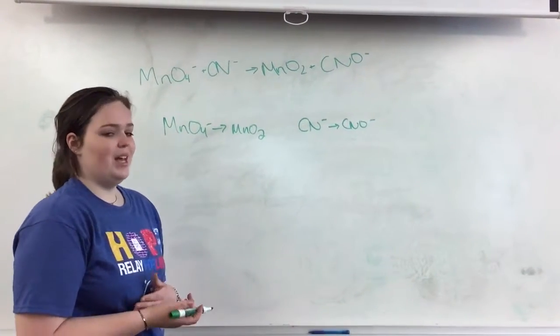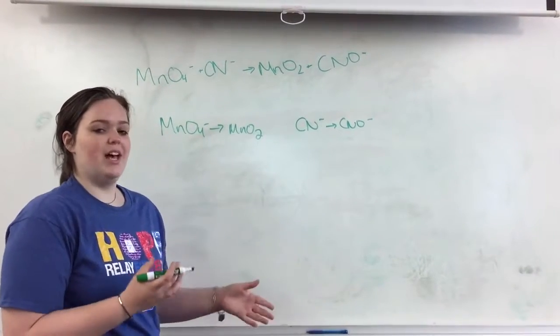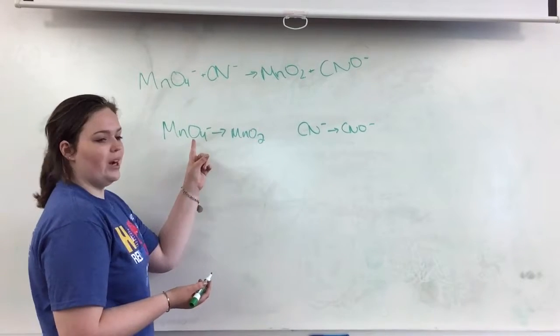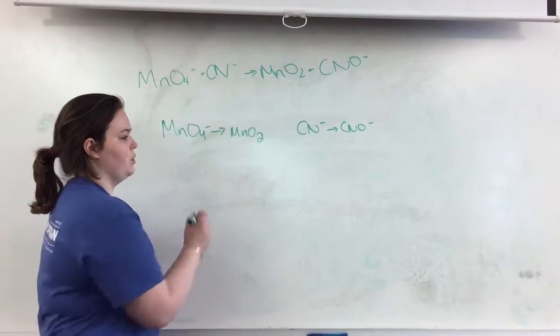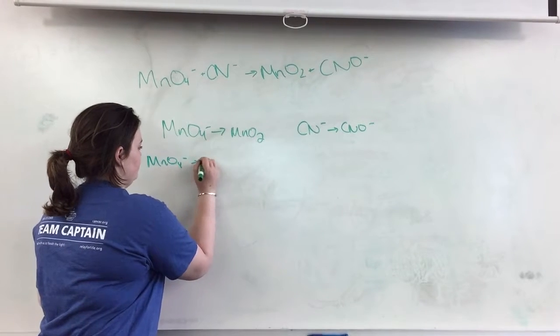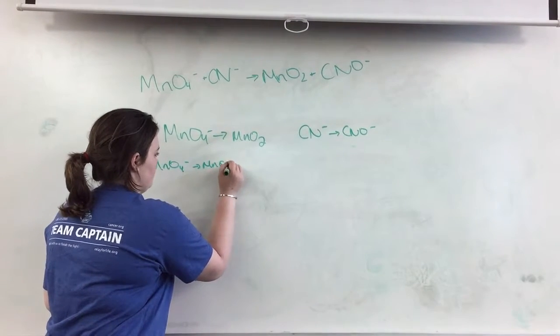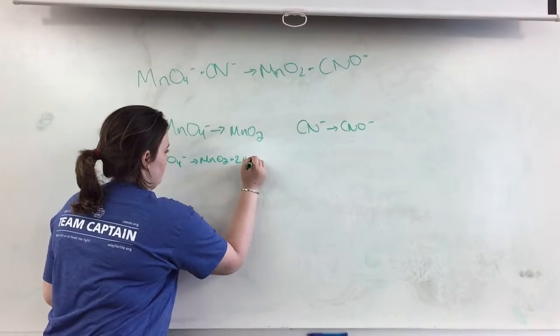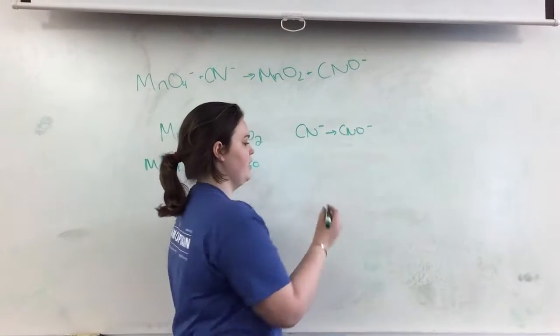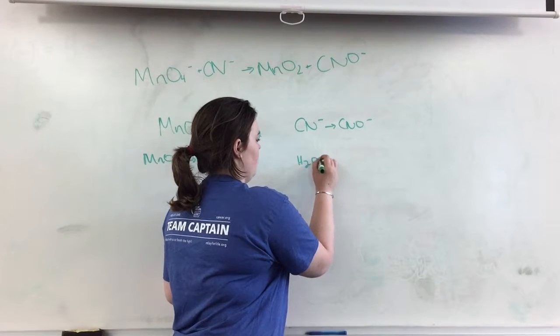So what we're going to do is add water molecules to each side to balance the oxygen that is necessary. So in this reaction, we have 4 oxygen on this side and 2 on this, so we're going to need to add 2 water molecules. And in this reaction, we have 1 on this side and none on this side, so we need to add 1 water molecule.